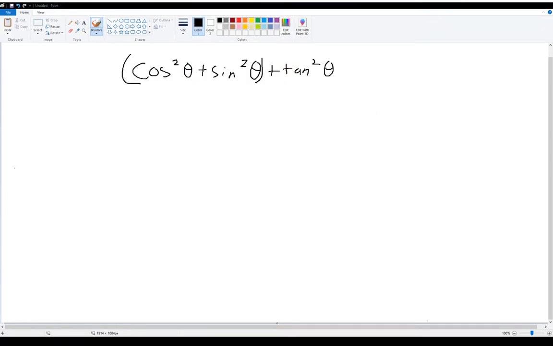So for our first example, we've got in parentheses cosine squared theta plus sine squared theta, then plus tangent squared theta. So first thing you're going to want to do is, if you remember from the Pythagorean identities, cosine squared theta plus sine squared theta equals 1. So now we're left with 1 plus tan squared theta. And another Pythagorean identity was that 1 plus tan squared theta is equal to secant squared theta. So that would be your answer to this example.